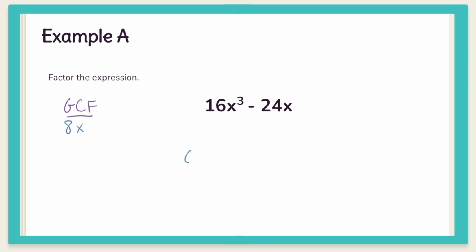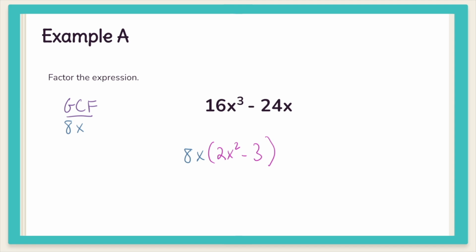So when I pull out my 8x, the only thing that's left I'm going to find by division. So 16 divided by 8 is going to give me 2. So I'm left with 2 there. Since I removed one of my x's, I'm left with only x squared now. For my negative 24 there, I'm going to carry my negative sign. I can pull out that 8. 24 divided by 8 is 3. And since I took out the x, it no longer has an x. So the only thing that's left is 8x, parentheses, 2x squared, minus 3.